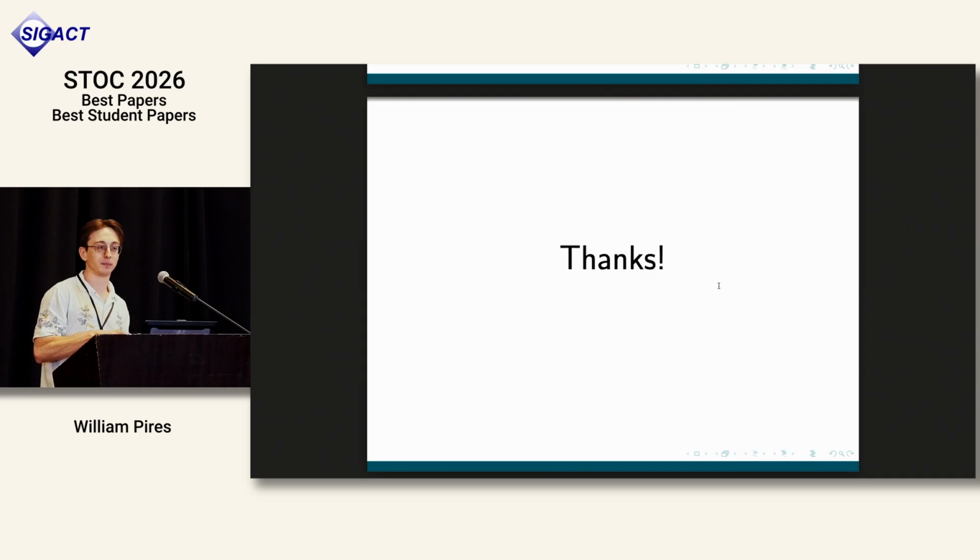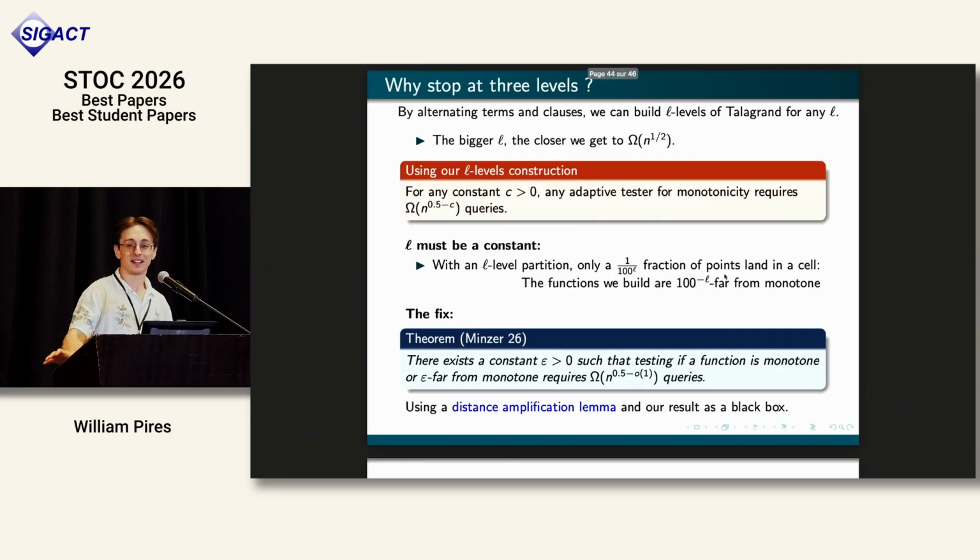Any questions? Okay, so let me ask a question. Do you think there is a gap between adaptive and non-adaptive, even logarithmic or anything like that? Right now it's polynomial.